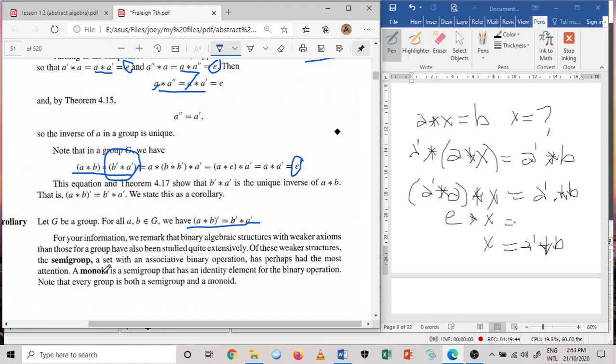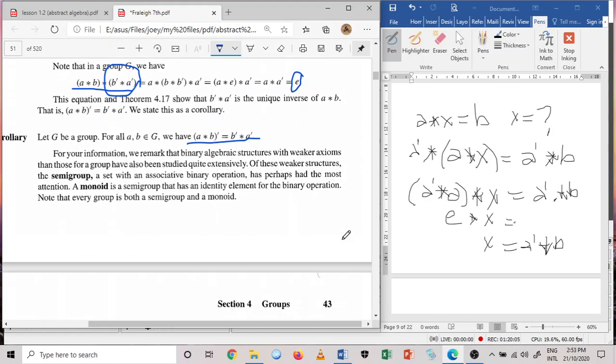If a monoid has inverses for each element, then the monoid becomes a group. Okay? In other words, a group is always a semi-group and a monoid at the same time. A monoid is a semi-group, but not all semi-groups are monoids. Okay, I hope that is clear.